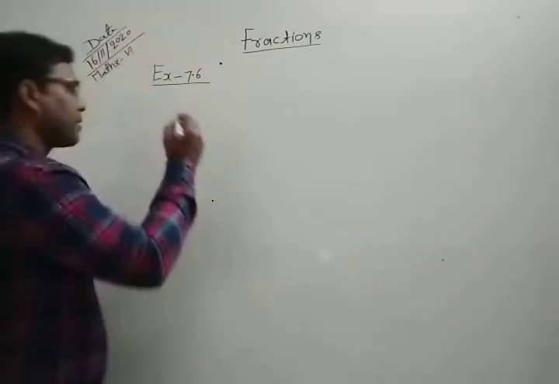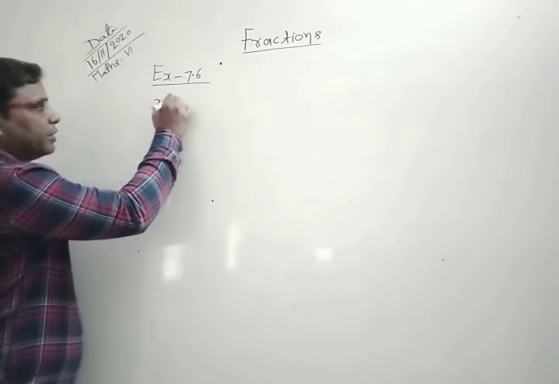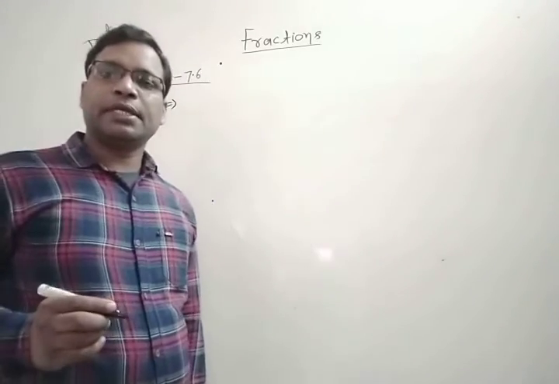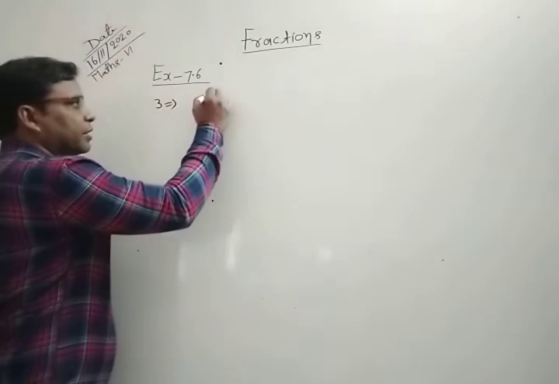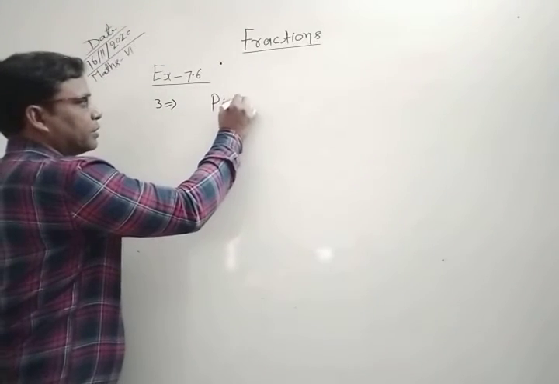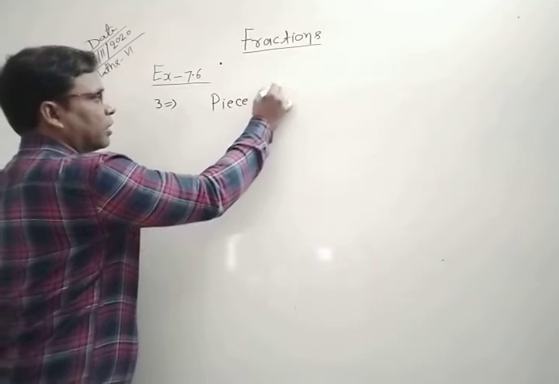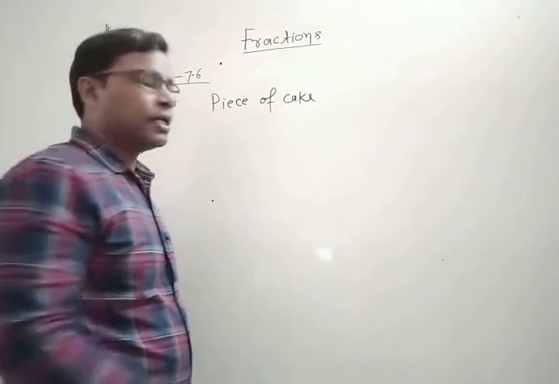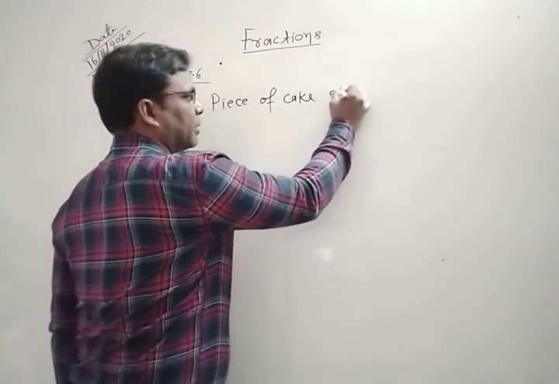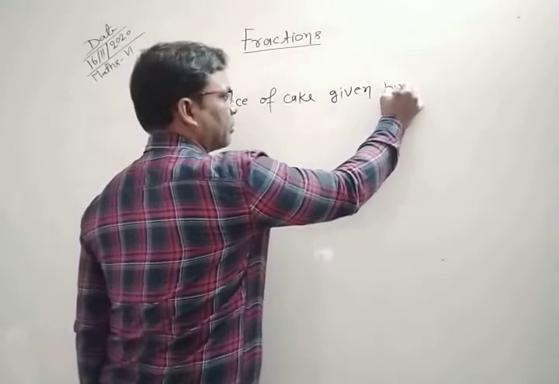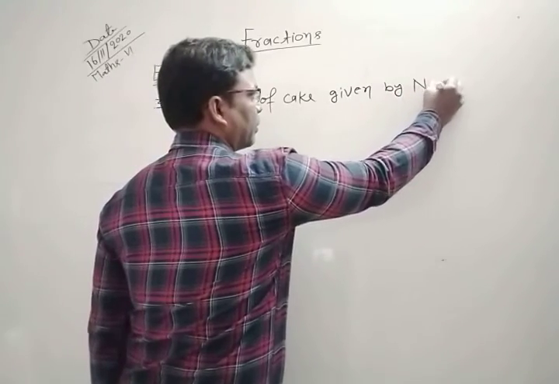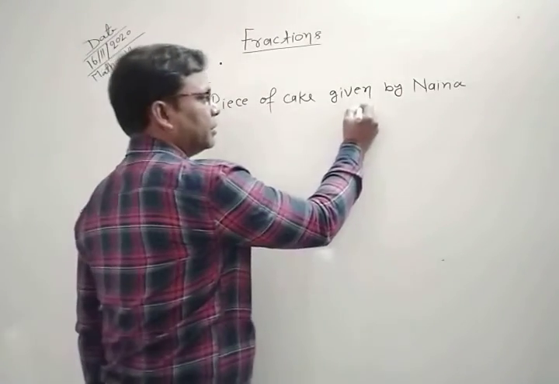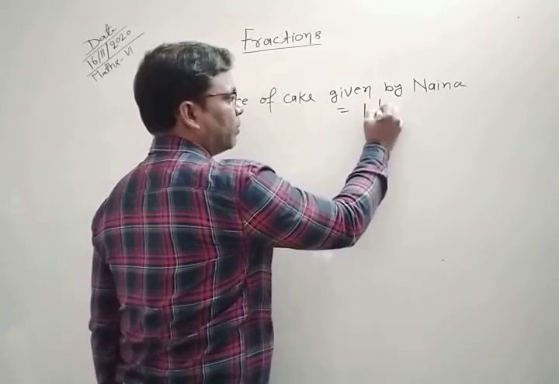So in question number 3, what is given? The piece of cake given by Naina. Piece of cake given by Naina is equal to 1 whole 1 by 2.